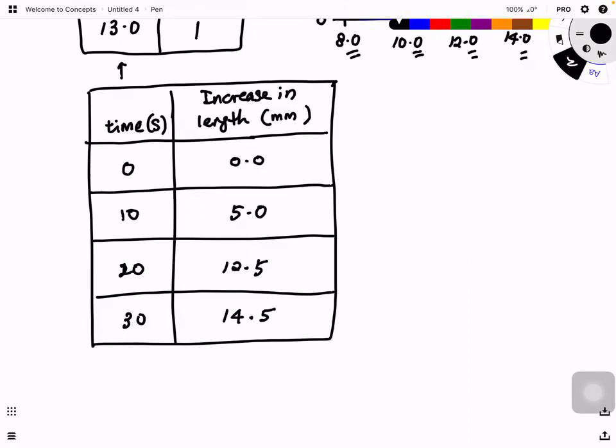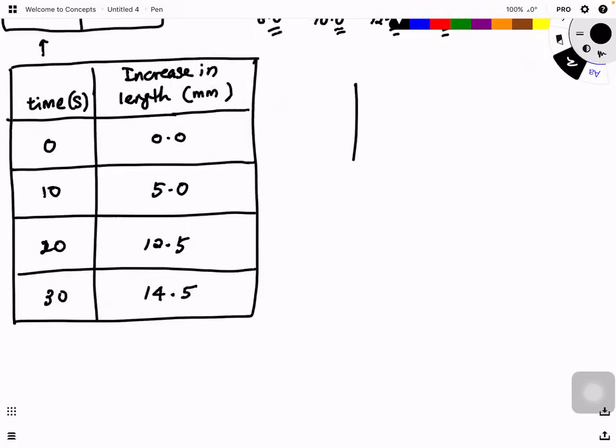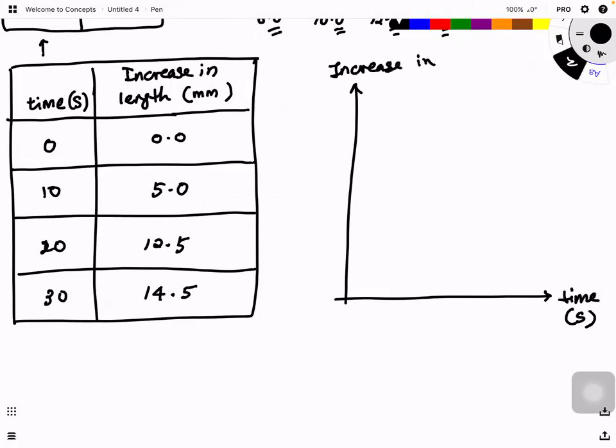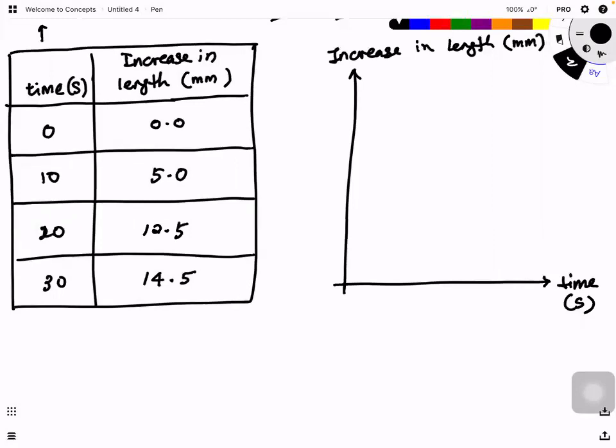So now when you draw the graph, your x-axis and y-axis. We know that the x-axis must be time, right? Time in second. The y-axis is the increase in length. What is the unit? Follow millimeter, and then you use the scale. The scale here, guys, we have no choice.